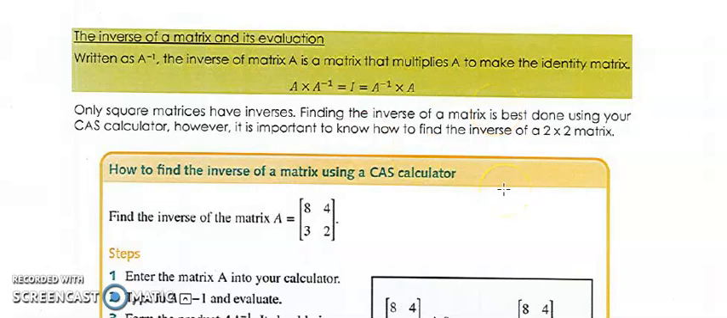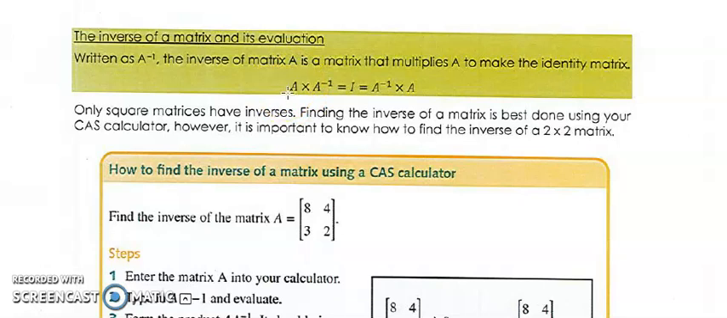So they do go hand in hand with each other, and they do have a connection with each other. Written as A to the power of -1, remember A is a matrix, so this matrix to the power of -1, the inverse of a matrix A, is a matrix that multiplies A to make the identity matrix.